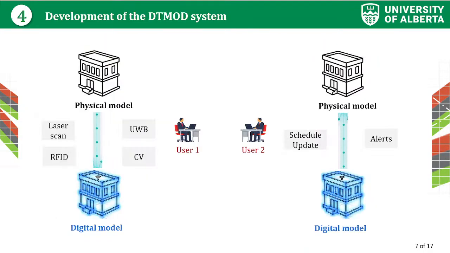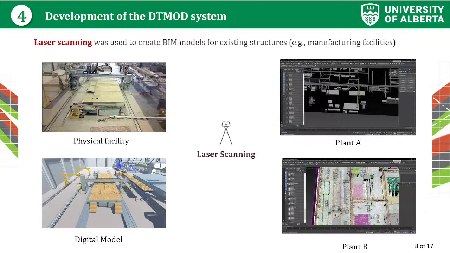The data transfer in the DT mode system follows 2 different methods. From the physical to the digital model, we collect the data using laser scanning, RFID, computer vision, and other sensors. And once the data is in the digital model, we do our calculations, and then we send the data back to the physical model in the form of alerts and schedule updates.